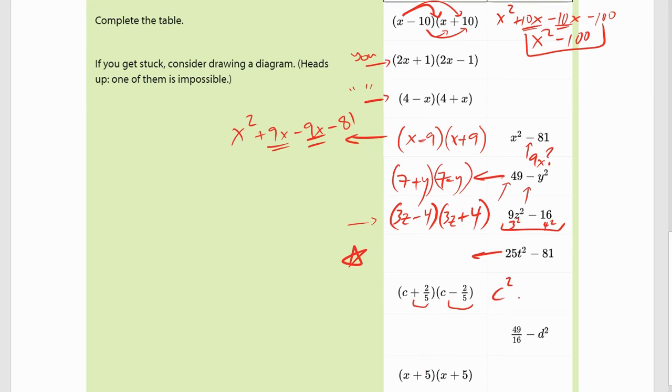So what's negative 2/5 times positive 2/5? And you should get negative 4/25. Okay. Definitely try this one. It's a good one. All right. It's a very good one.